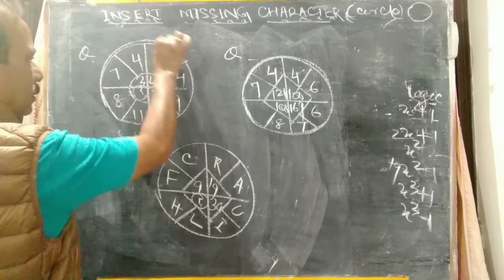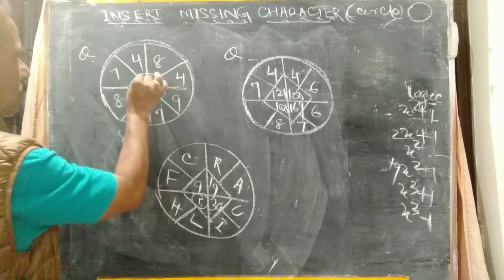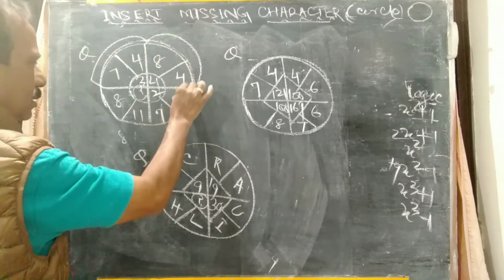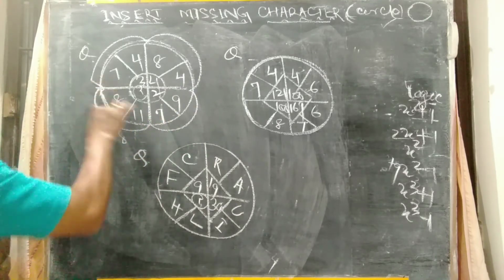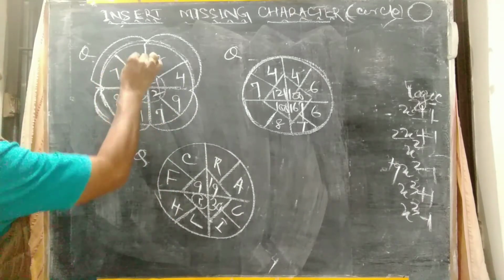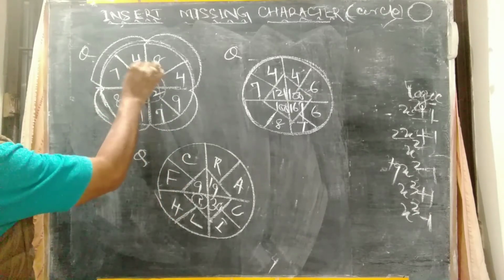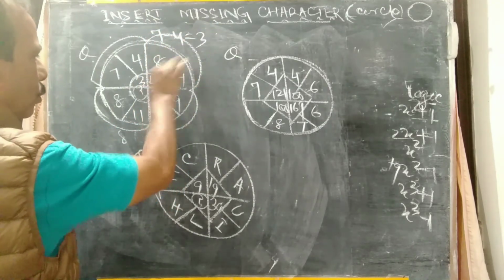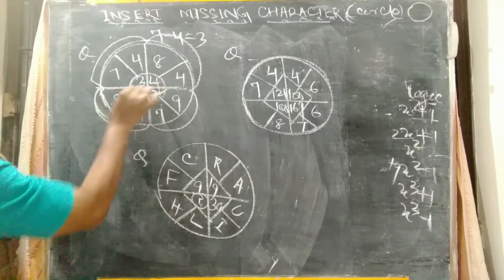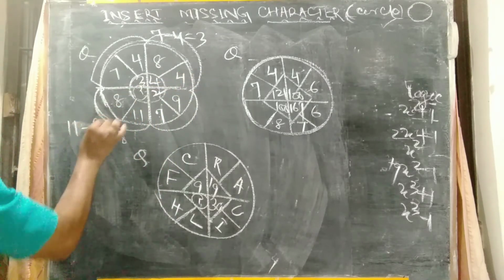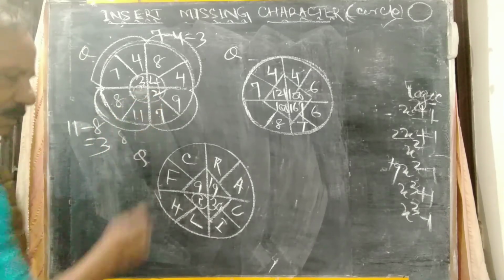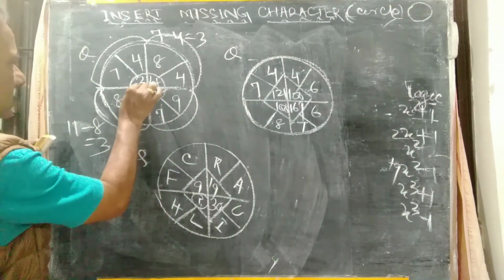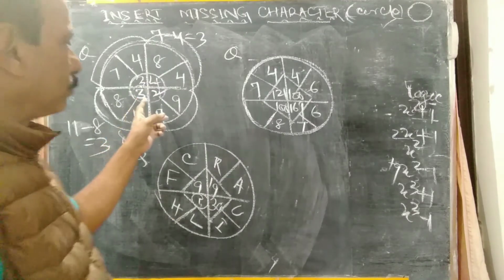See, here, how many parts are there? This is one block, this is one block, this is one block, this is one block, this is one block. See, this type: 7, 4, 3. Hard possible case, immediately you can do it. What? 7 minus 4, 3. Here see, 8 minus 4, 4. 9 minus 7, 2. 11 minus 8, it will be 3. So the answer will be 3. Right?